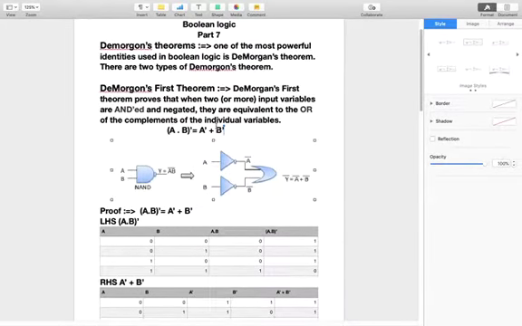De Morgan's first theorem says that if we perform an AND gate and then NOT, the output will be the individual NOT of the two variables. De Morgan's first theorem proves that when two or more input variables are ANDed and negated, meaning inverted, they are equivalent to the OR of the complements of the individual variables. So (A dot B) not is equal to A not plus B not.